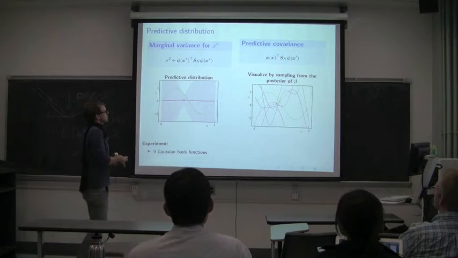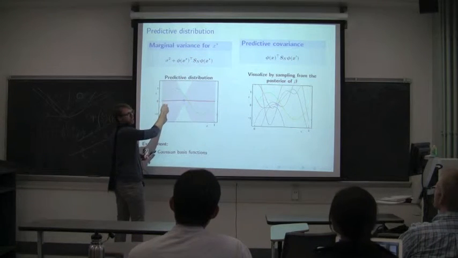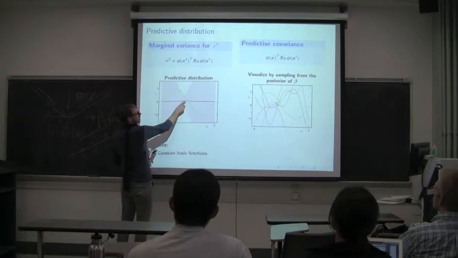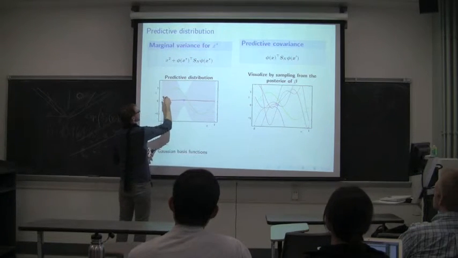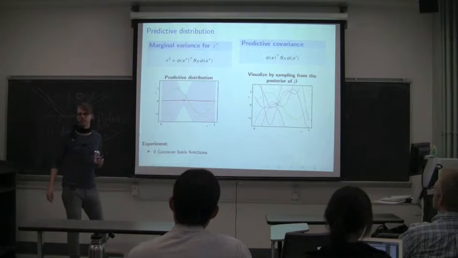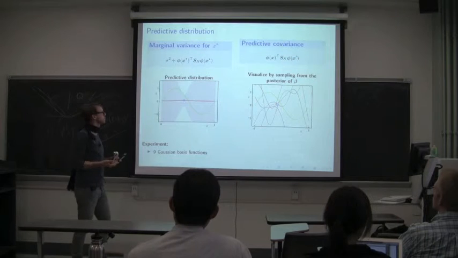But of course, what we do is we just plot the function by evaluating it many times. For every point on x, we evaluate the function and we evaluate the marginal variance. But it doesn't tell us anything about the covariance. What do we understand with it?